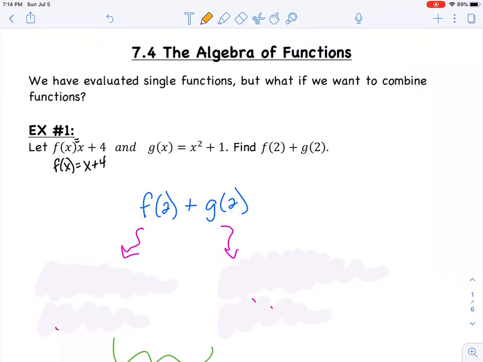All right, here's our last section of Chapter 7. We're going to cover 7.4 and talk about the algebra of functions. So we've talked about single functions and we've evaluated single functions, but what happens if we want to combine two different functions? Maybe we want to add them, subtract them, multiply them, or divide them. Let's talk about what happens when we do that.